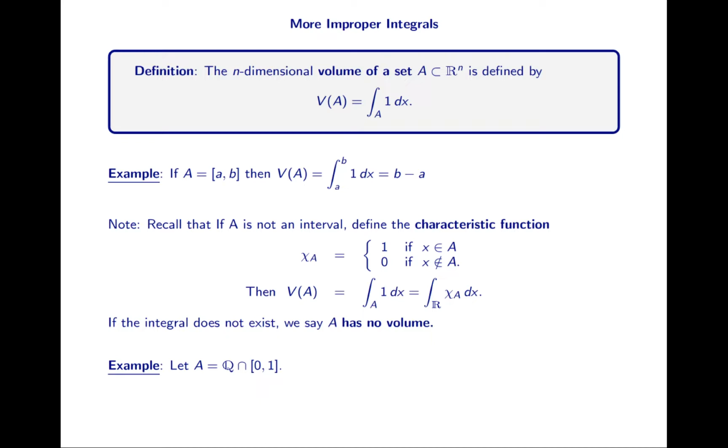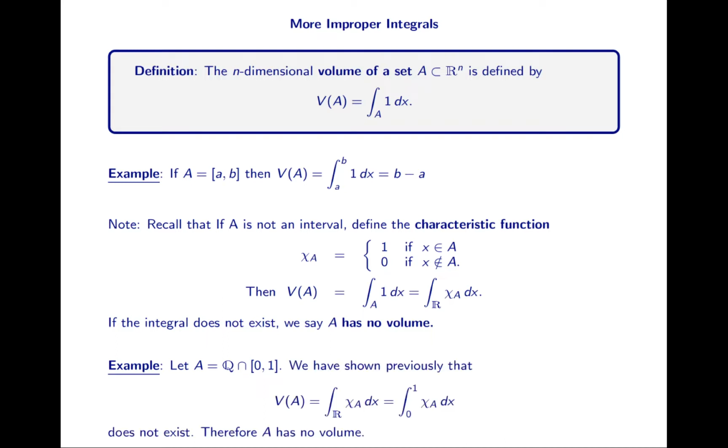So for example, consider the set of all rational numbers between 0 and 1. Now, we've shown previously that the function that is 1 when x is rational and 0 when x is irrational, that integral does not exist. So in this case, we would say that this set has no volume.